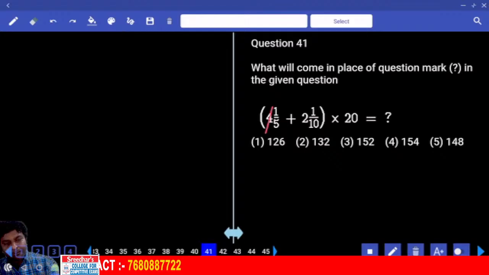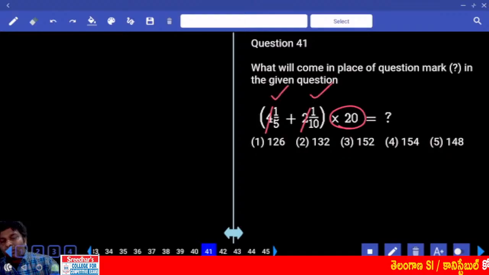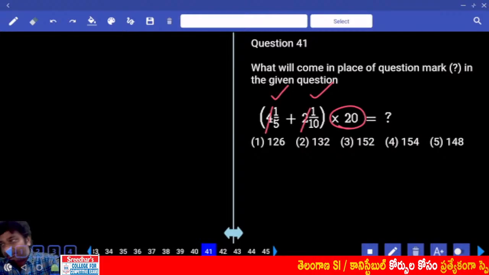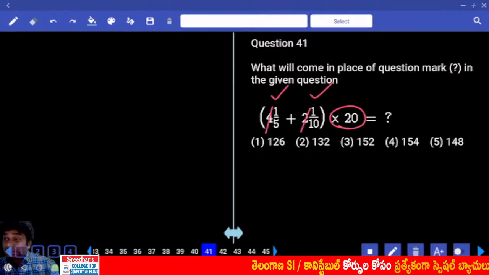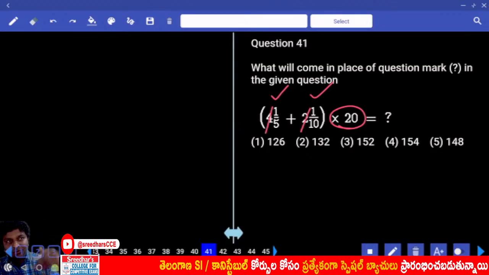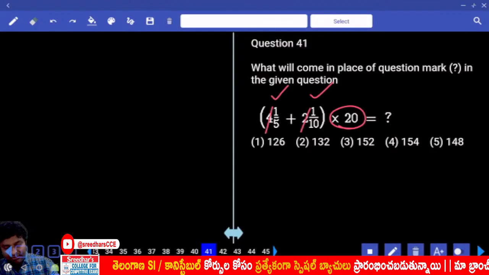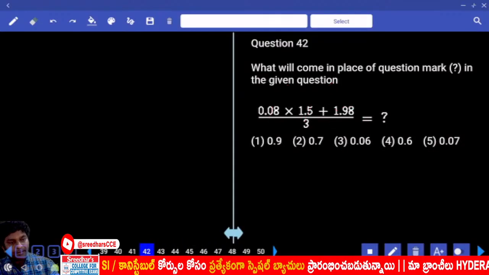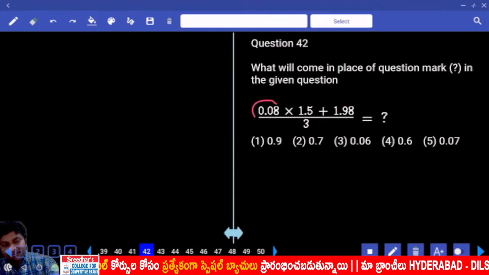Come on. 4 plus 2, 6 into 20, 120. Keep it aside. 1 by 5 plus 1 by 10. 1 by 5 can be treated as 2 by 10. 2 by 10 plus 1 by 10. 3 by 10 into 20. 3 into 2, 6. Earlier 120, now 6 more. 126.